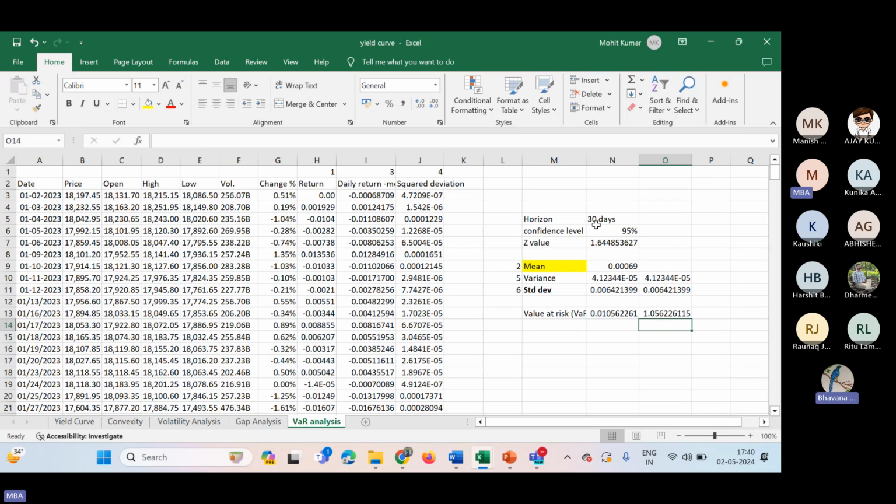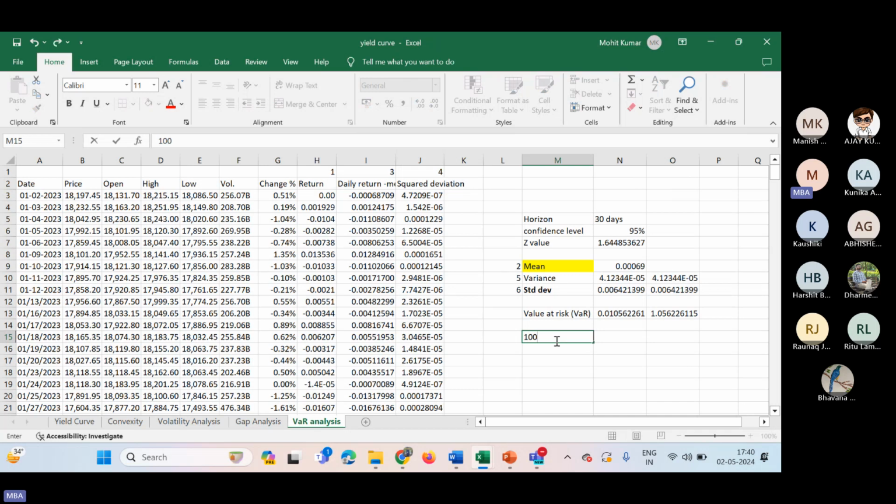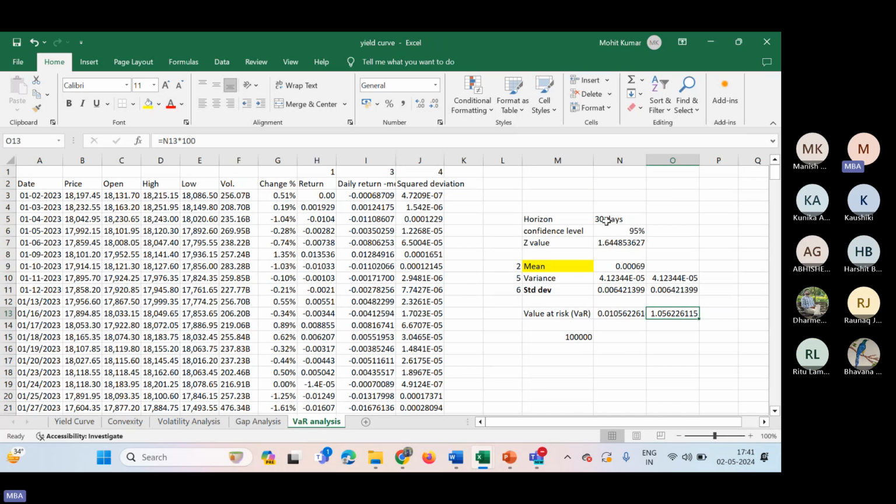Okay, so the value at risk value is 1.056%. In simple terms, how do you interpret this? Suppose you went into the market with 1 lakh rupees and your time horizon is 30 days. But this is your daily value at risk, and you want to see it for 30 days.